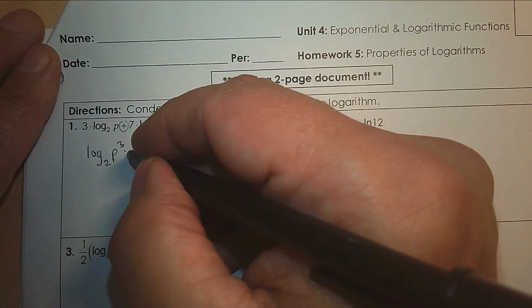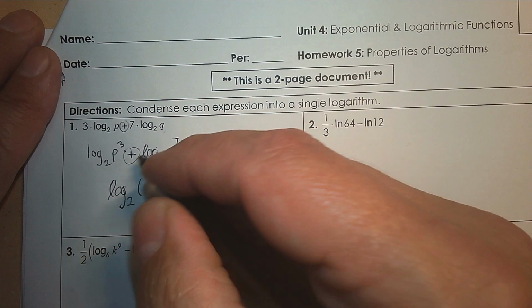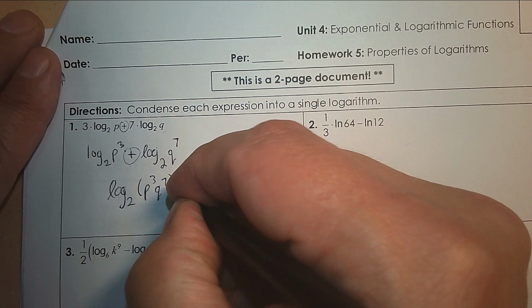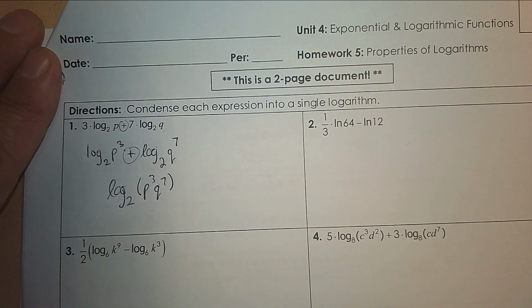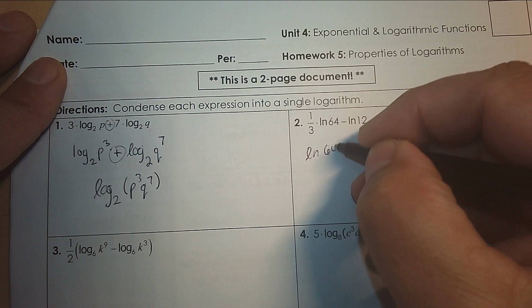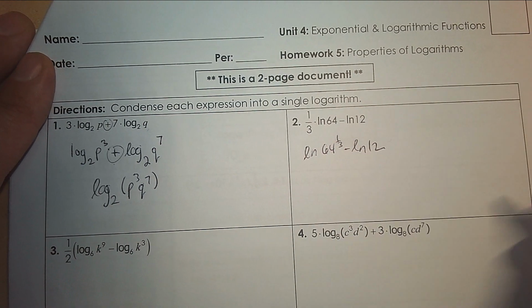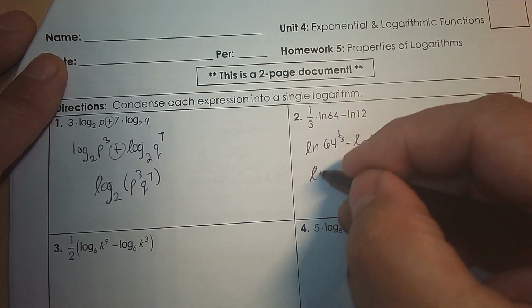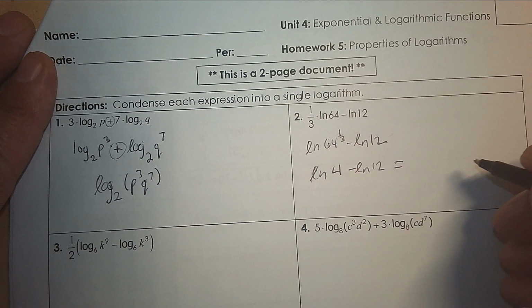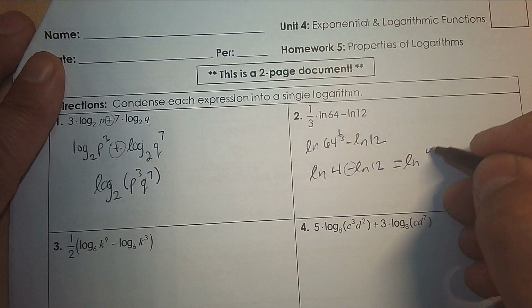Then, to write this as one logarithm, adding means you're going to multiply them together. Here. That's the exponent 1/3. Now the cube root of 64 is 4, so I can just write that down. And then when you're subtracting, it means you're going to divide. So 4 divided by 12.